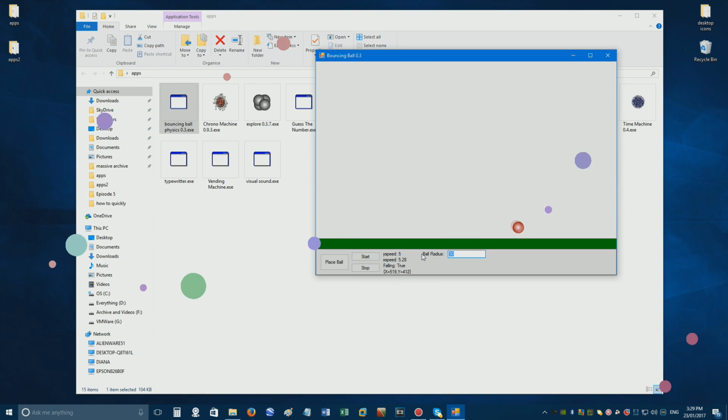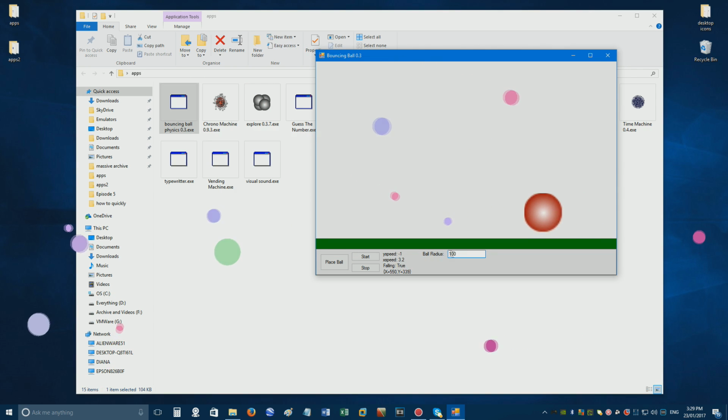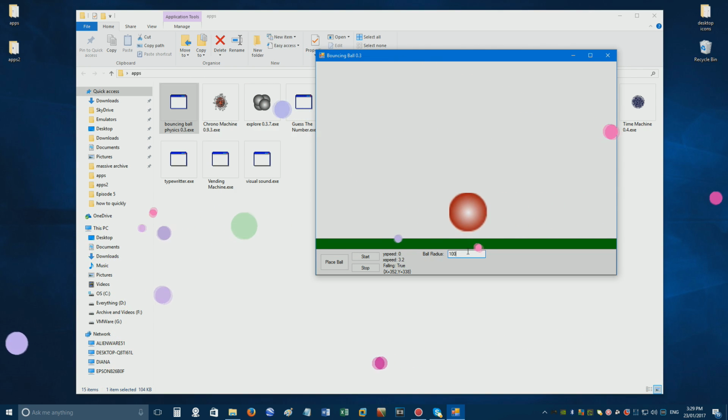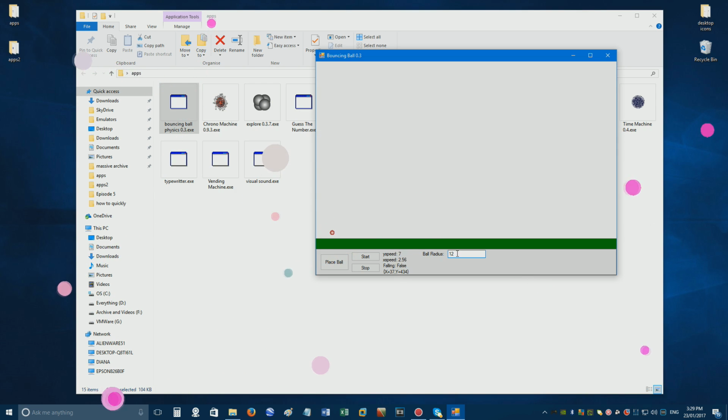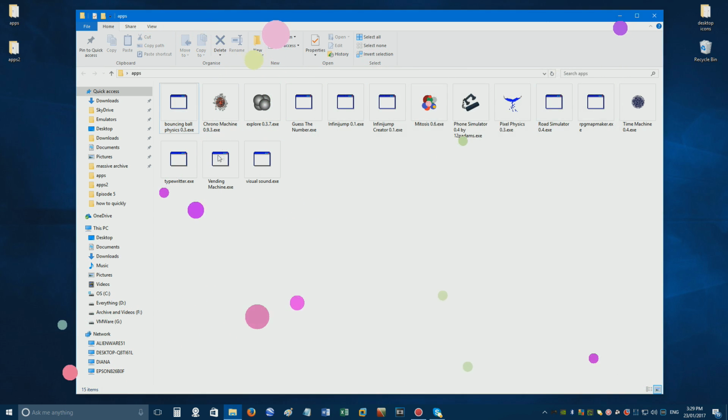You can change the ball radius so we can make it like a 10, so it's a little ball, or 100, so it's big. It does it in real time. I can't even see it. There we go, yeah, that's that. It's not really that exciting. So that was that application. I was really just testing out, you know, physics and that kind of stuff.